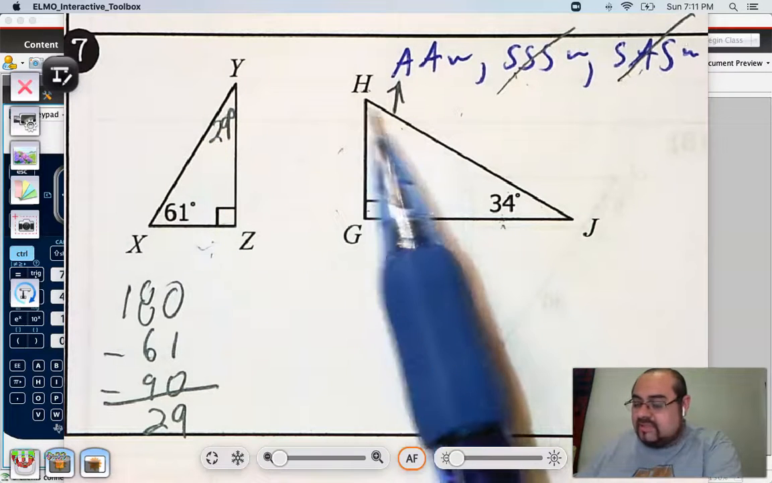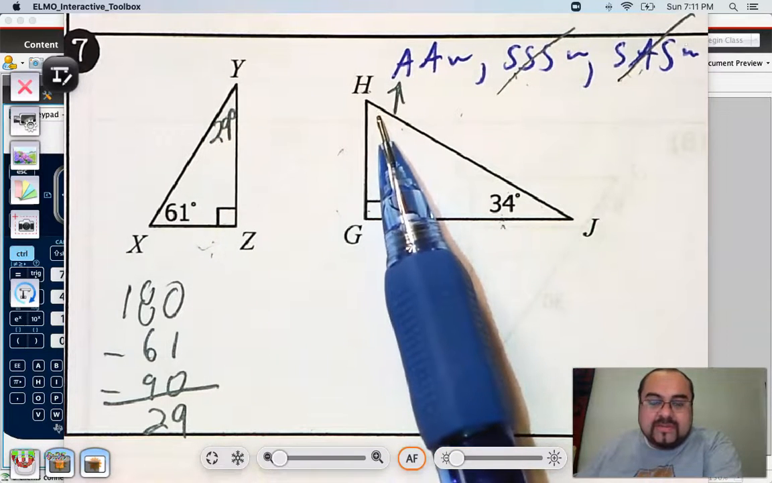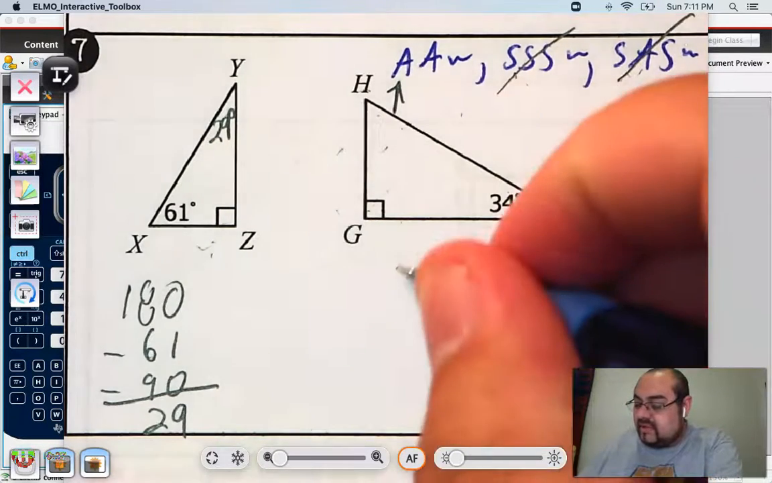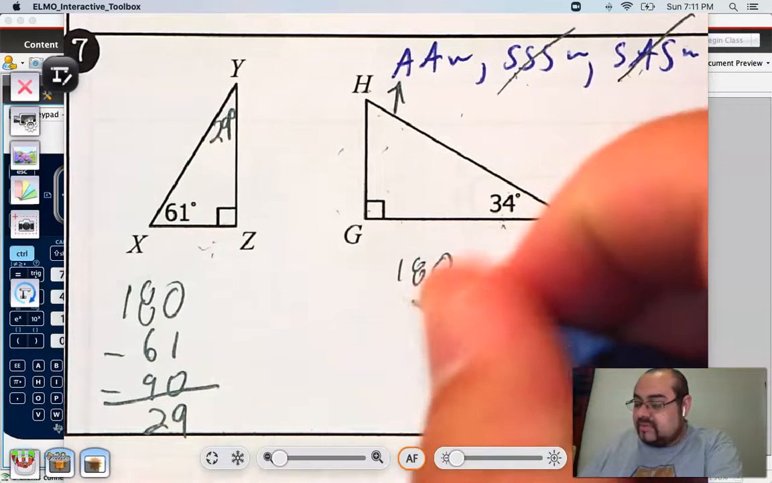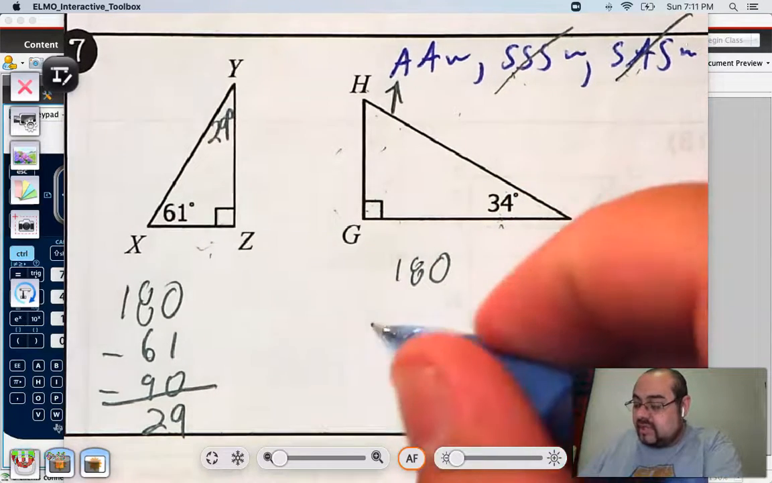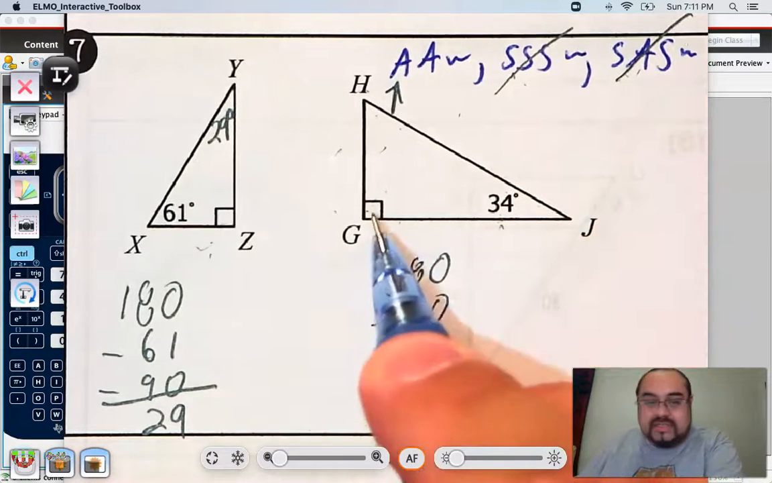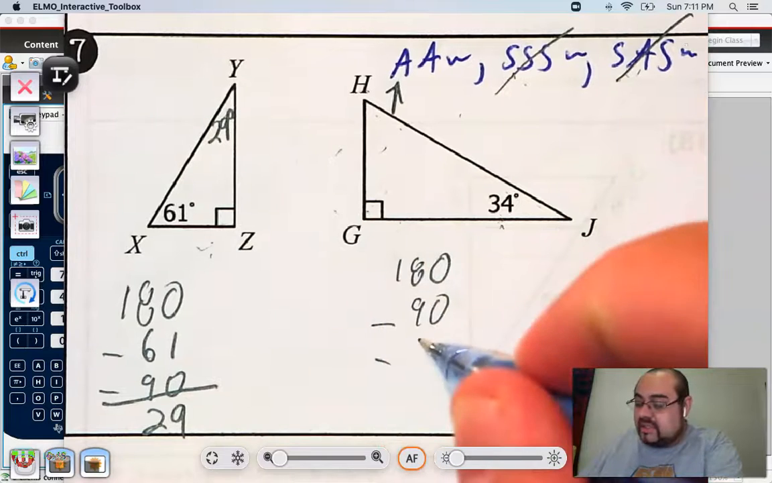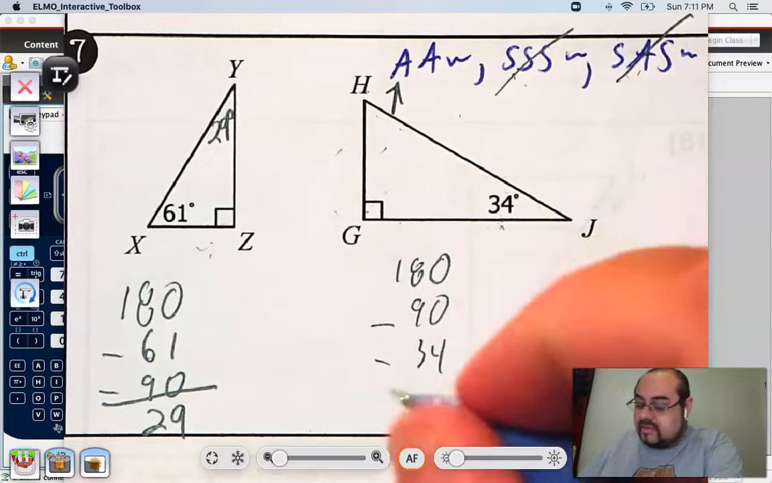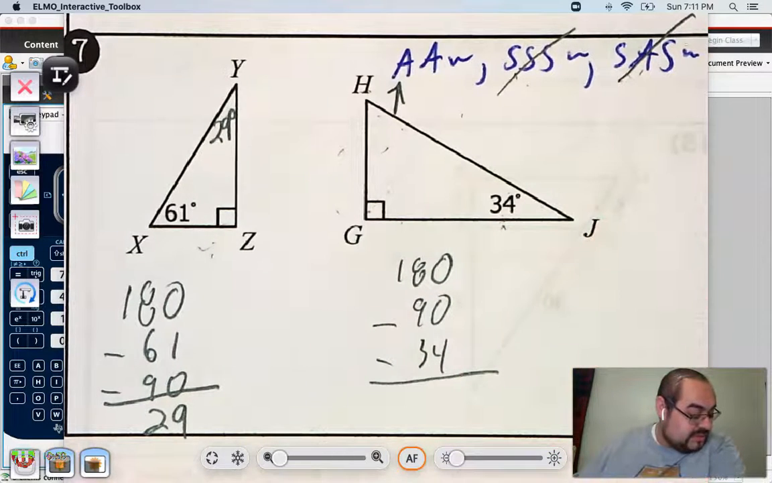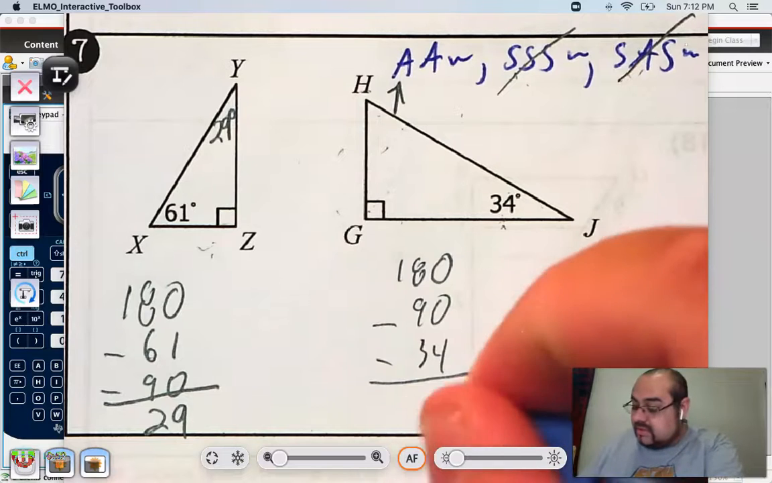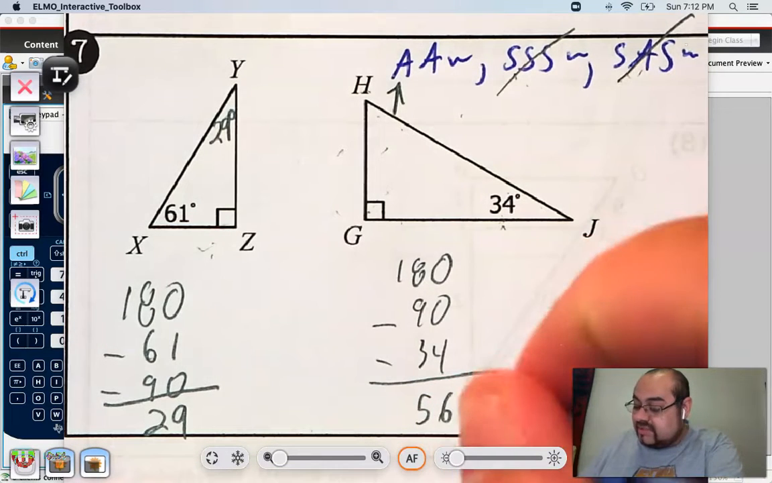All right, let's double check this one just to be on the safe side. All right, same thing. We know that all three angles here should add up to 180 degrees. We're going to subtract what we know. We know that it has 90 degrees here. We know that it has 34 degrees here. Okay, if you run that through your calculator or do it by hand, you'll see that it ends up being 56 degrees.